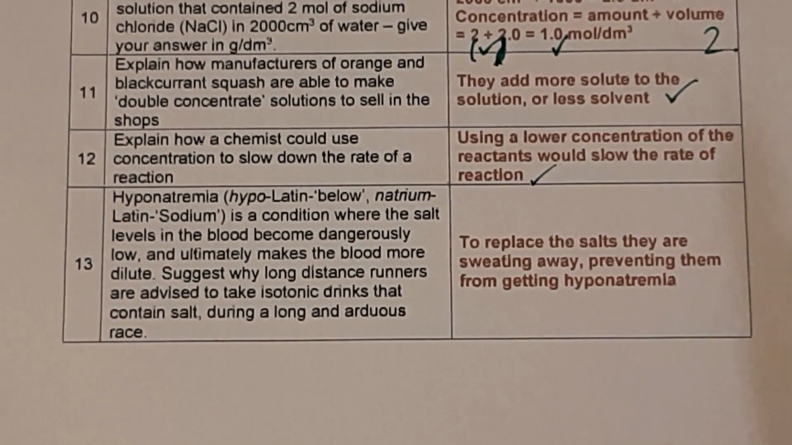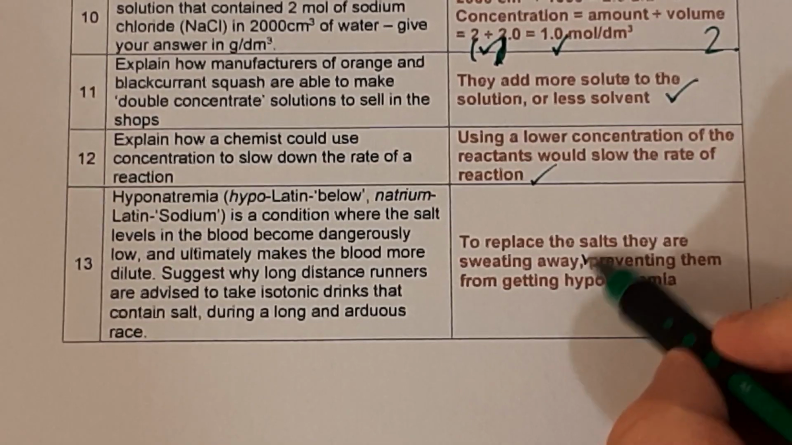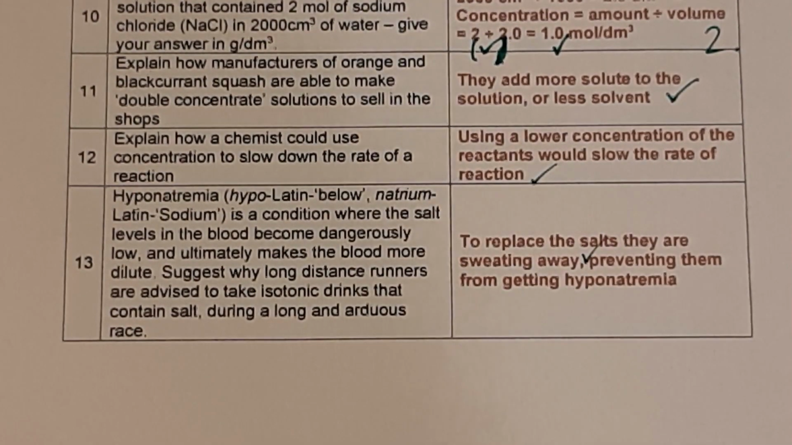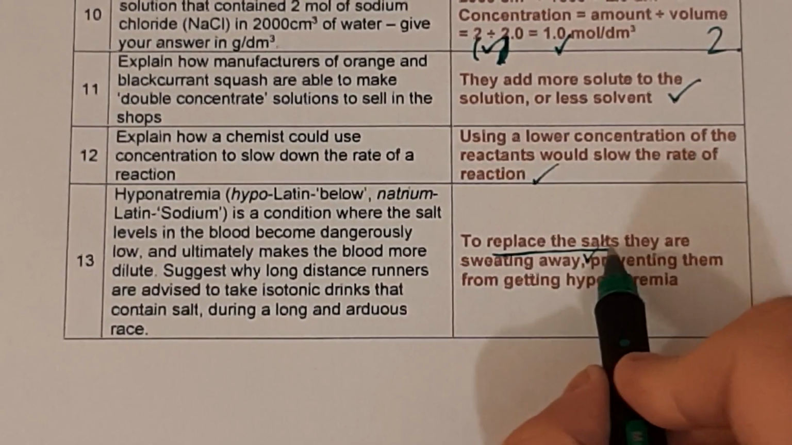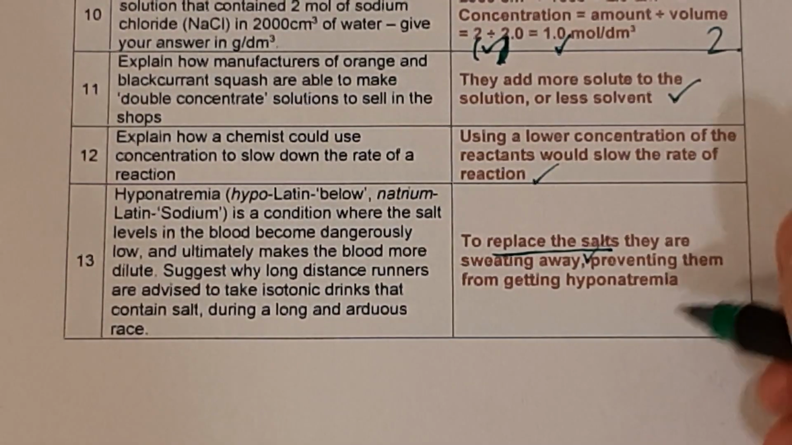Hyponatremia is a condition where the salt levels in the body become dangerously low and ultimately makes the blood more dilute. Suggest why long-distance runners are advised to take isotonic drinks that contain salt during a long and arduous race. Well, the reason for that is they need to replace these salts that they're sweating away. So if they replace the salts, that's going to stop them getting hyponatremia. So you need to be talking about replacing the salts. That's the key phrase, replacing the salts. Okay, and that's just out of 1.